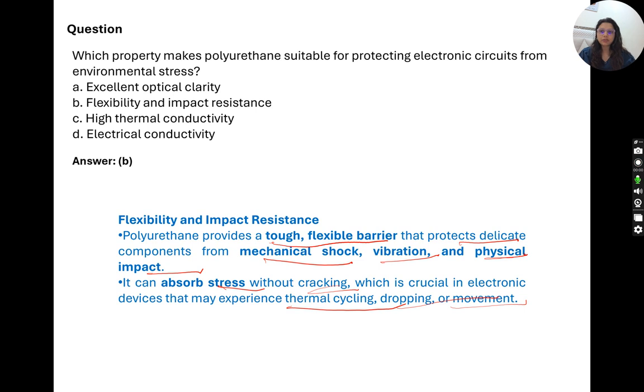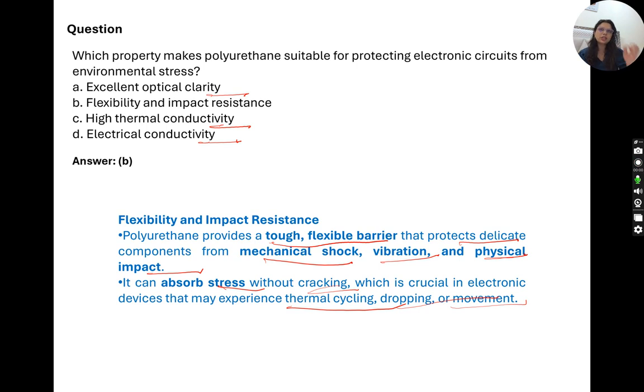Apart from that, the other properties, like optical clarity, high thermal conductivity, and electrical conductivity, will not play an important role in protecting electronics. These kinds of properties have no impact here. So it is the flexibility and impact resistance which make polyurethane a suitable material for electronic circuit protection. I hope this question is clear. It's a very simple question based on the topic, and today we are going to take such questions also, which are based on the introduction of topics.